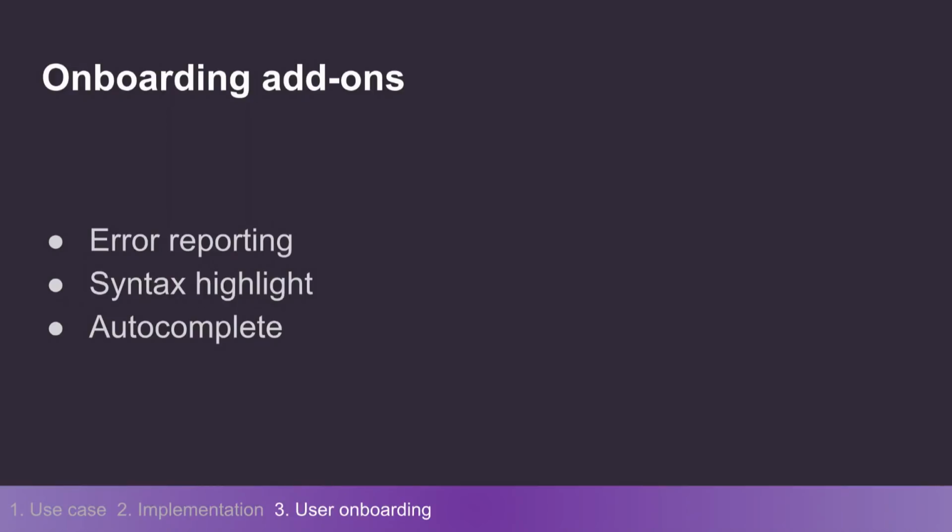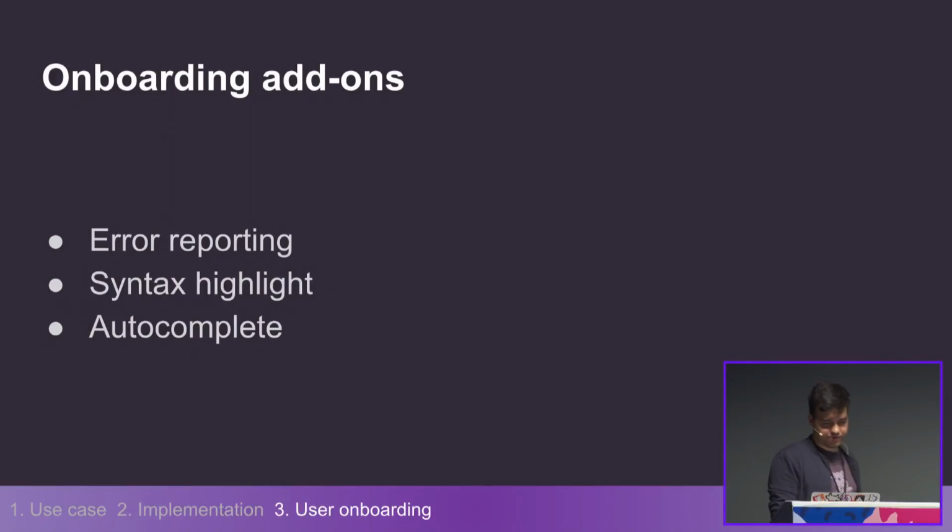And a few things you can add for your onboarding is error reporting, so telling the user why his search query is not valid. Syntax highlight, if you want to have the most important information stand out, and autocomplete, which is really useful actually to show what values they can type, so a set of colors or chair, couch, when they start typing the query. So autocomplete is really efficient.